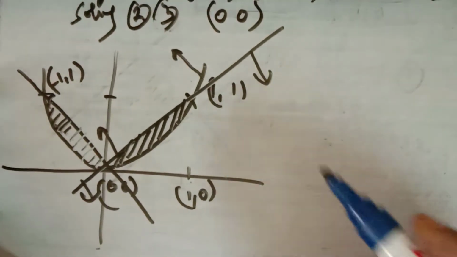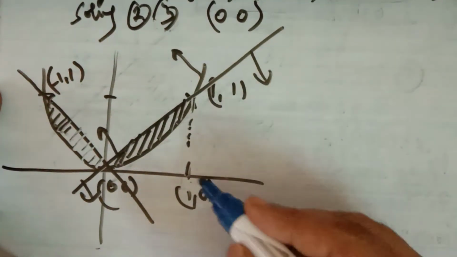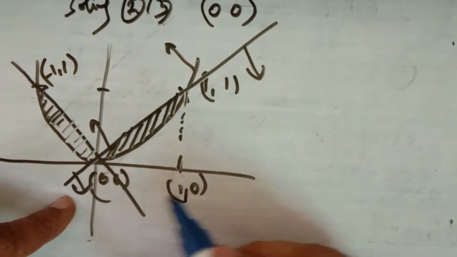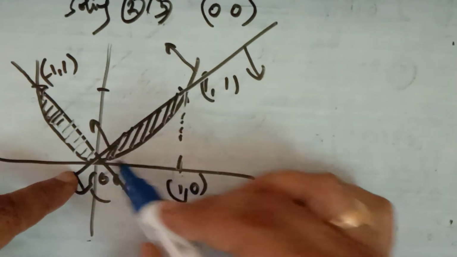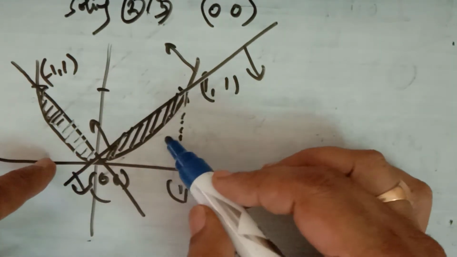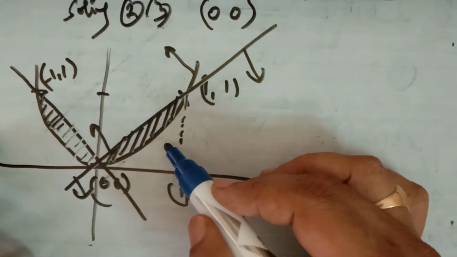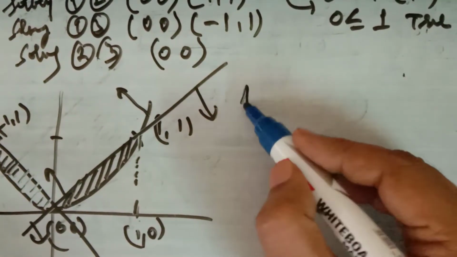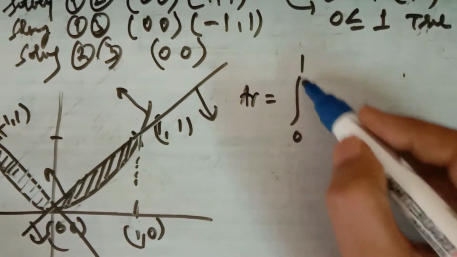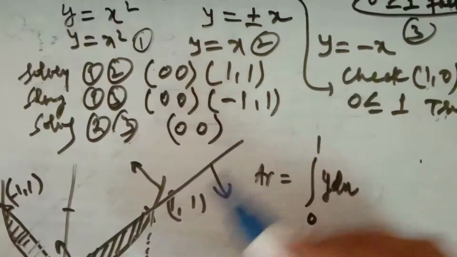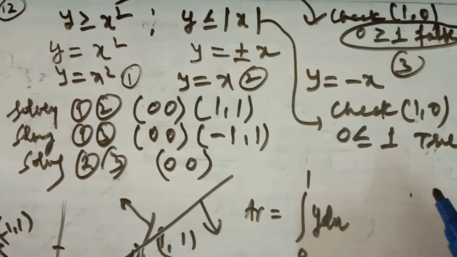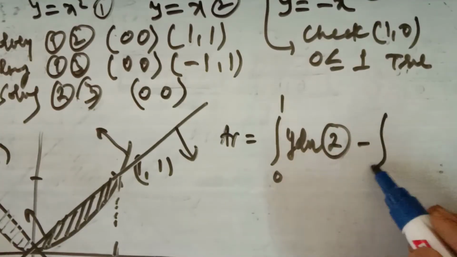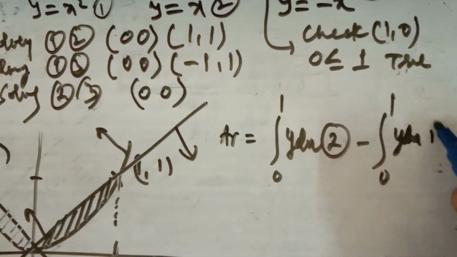And this type of question you have already done. Draw a perpendicular on the x-axis, and this area will be, if you integrate 0 to 1, you have already done this question, 0 to 1, the line, and this extra area, which is touching this parabola, will be subtracted. So the area will be integral 0 to 1, y with respect to x of the line, which is 2, and minus 0 to 1, y with respect to x of the parabola.